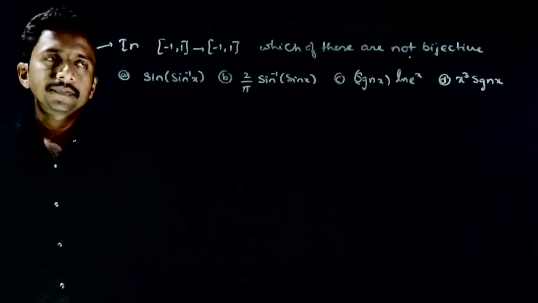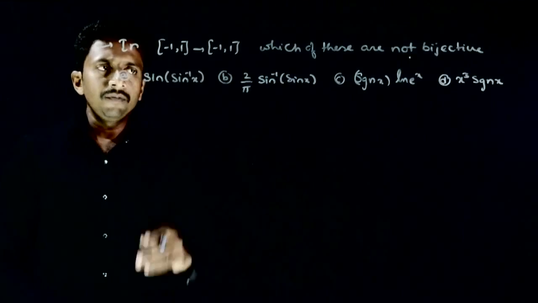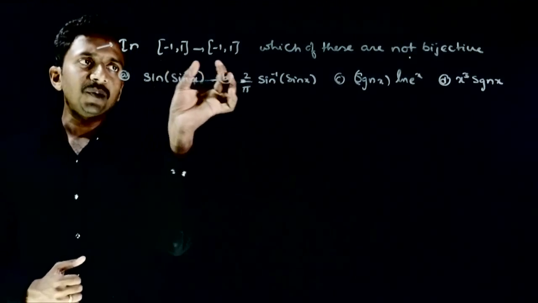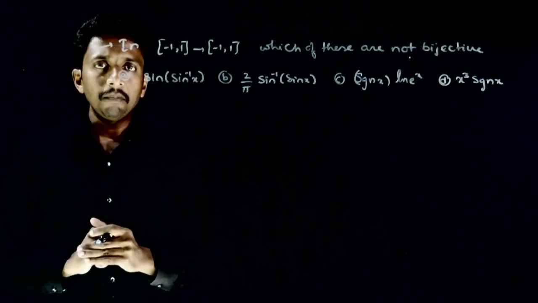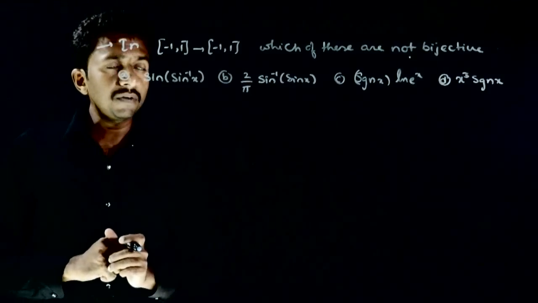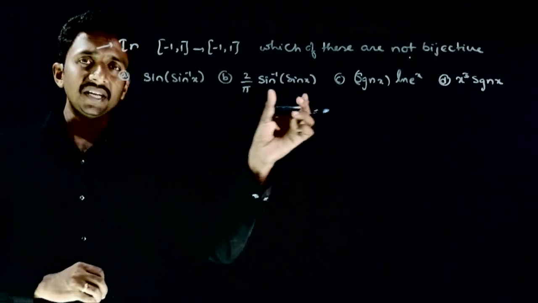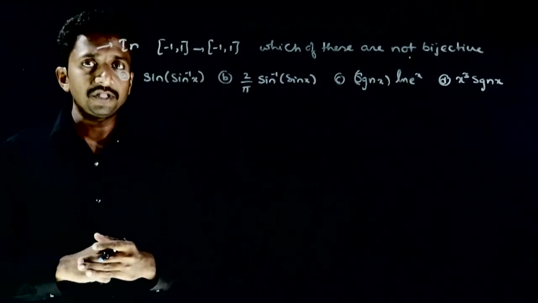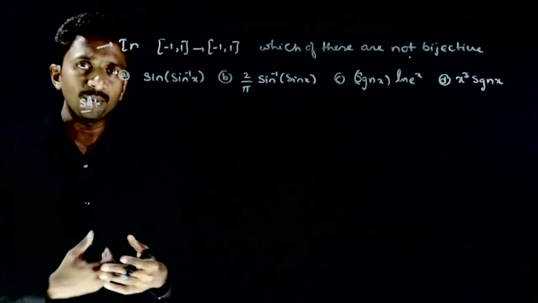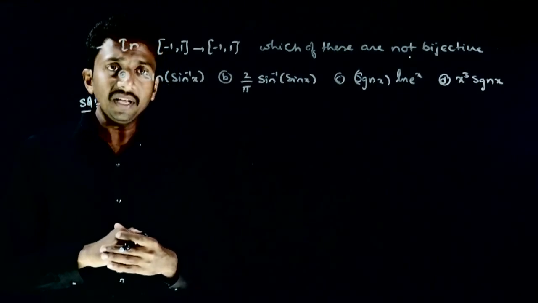So welcome students. इस क्वेश्चन में आपसे पूछा है which of these functions are not bijective for this domain and this codomain, -1 से 1 to -1 to 1. Which of these four functions are not bijective? So we need to analyze each and every function and see which of the following are not bijective. Bijective का मतलब है 1-1 भी होना चाहिए, onto भी होना चाहिए. So you can easily draw the graph and see what is happening.